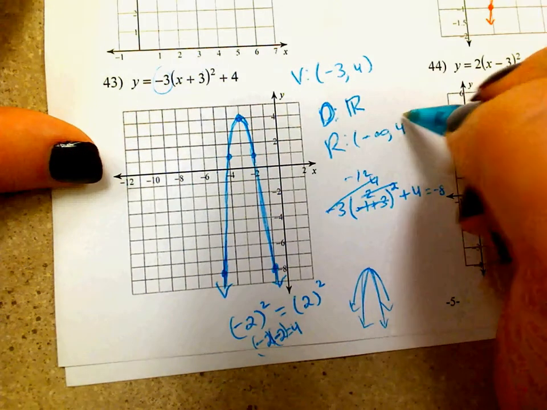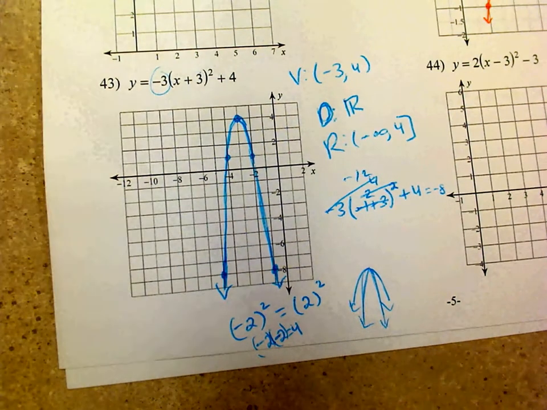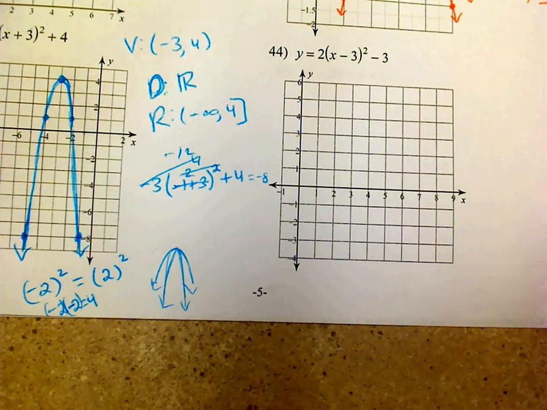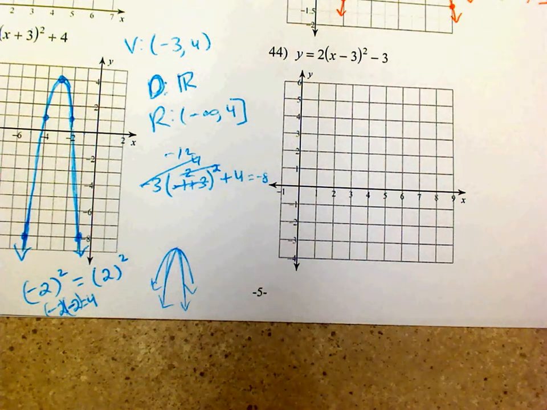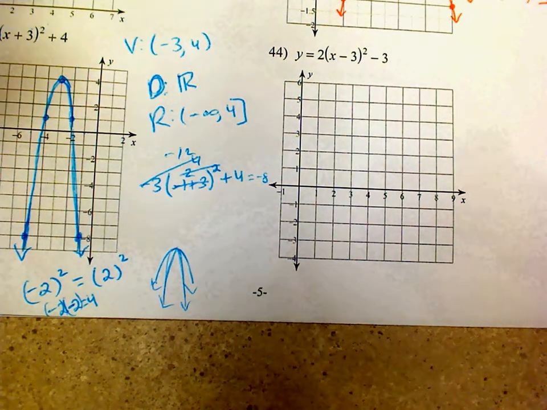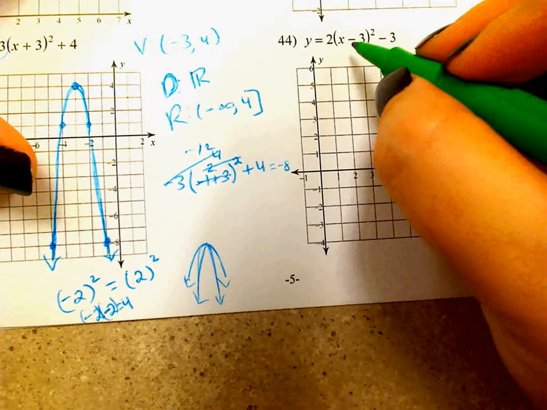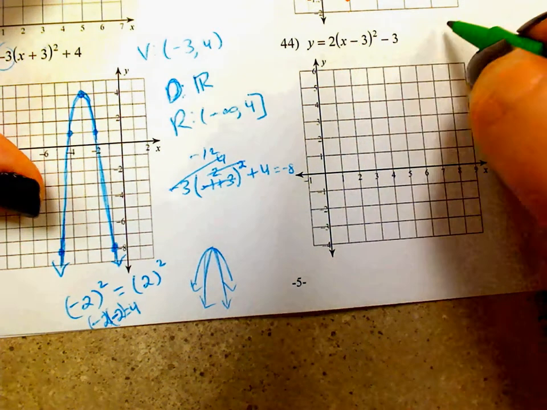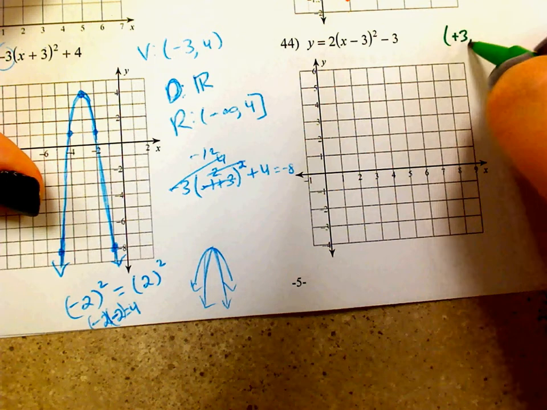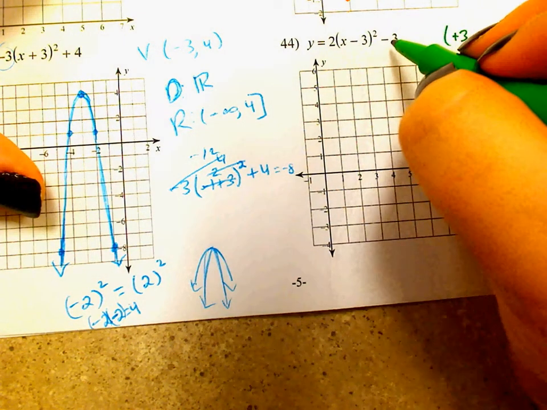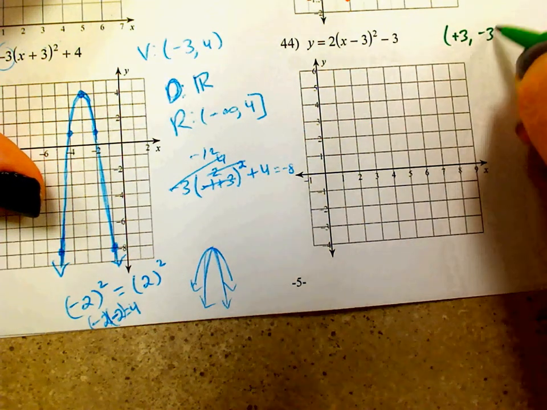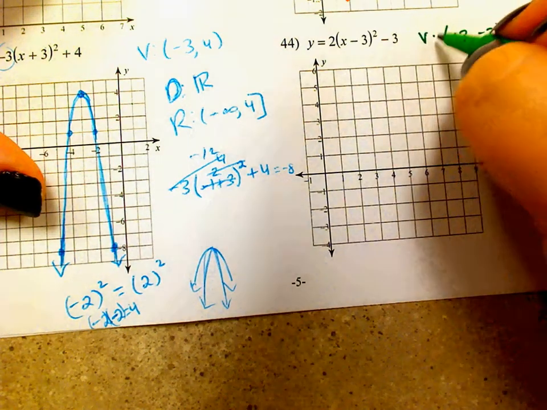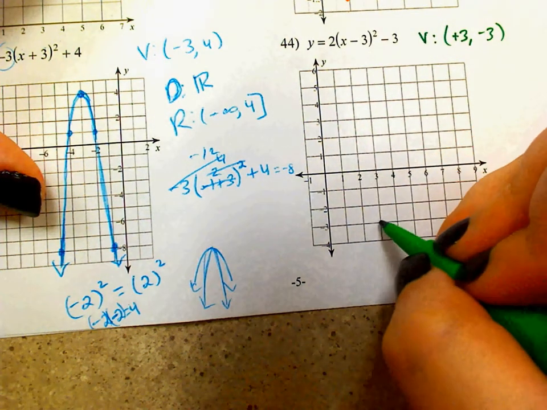Okay. This has a 2 in the front, so I know it's going to be a vertical stretch by a factor of 2. If it had been a 1/2 in the front, I would have said vertical compression. Okay, so it says a negative 3, so I'm going to go to the right 3 on the inside, but then it says negative 3 on the outside, so I'm going to go down 3. So my vertex is at the point positive 3, negative 3. And then if I go to the right 1 and left 1, I know that I'm going to go up 2 because it's positive.